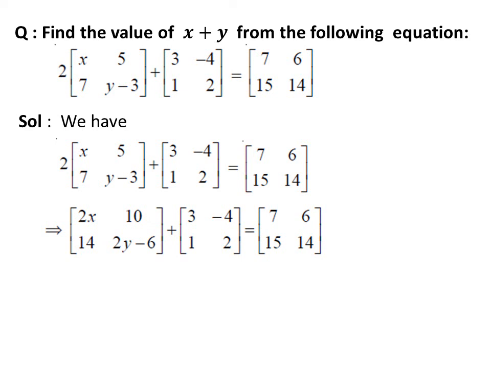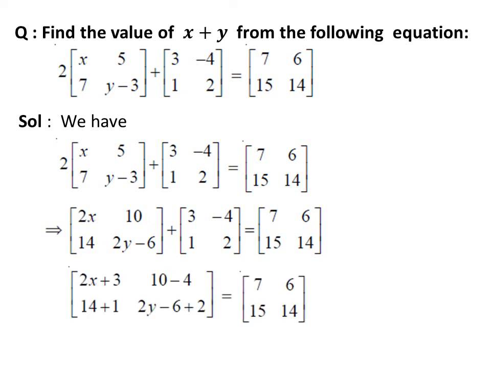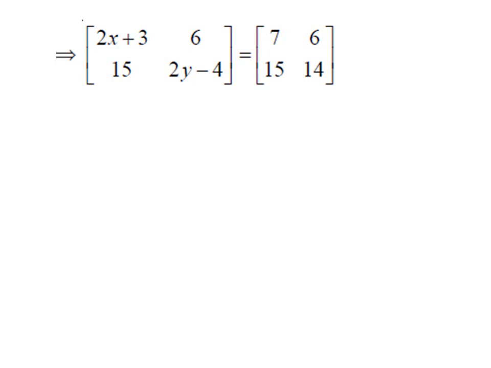Now add the two matrices of left hand side. For that, add the corresponding elements of these matrices. After adding the elements, we get a matrix with elements 2X plus 3, 6, 15, 2Y minus 4 on left hand side. As right hand side is also a matrix of order 2 by 2, so these two matrices are equal.